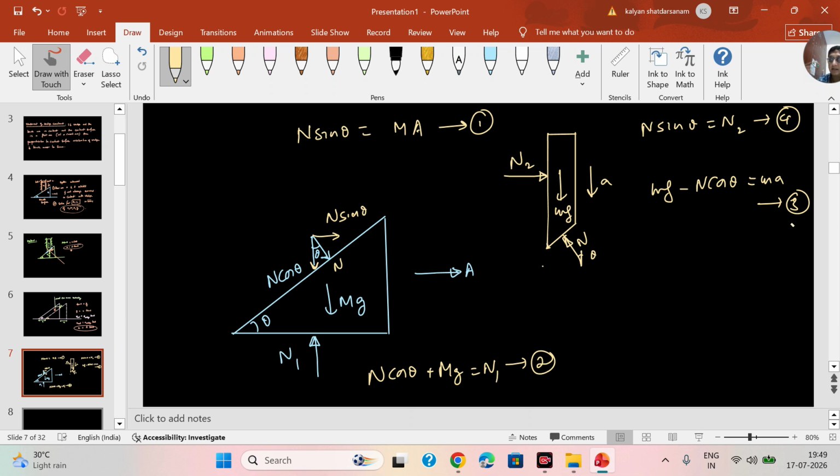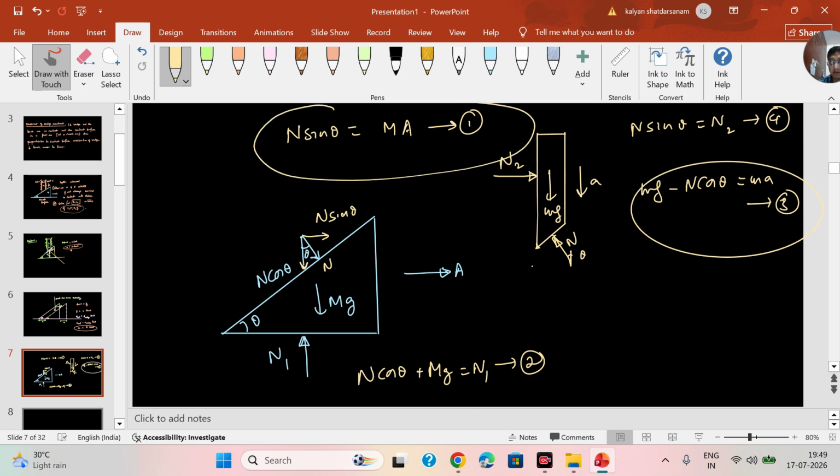I don't need that. So what are my equations which are important? This is an important equation, and this is an important equation. Others involve extra variables. This brings N2 into picture. I don't need that. This brings N1 into picture. I don't need that. Now these two equations, 1 and 3, I will write them on the next page.